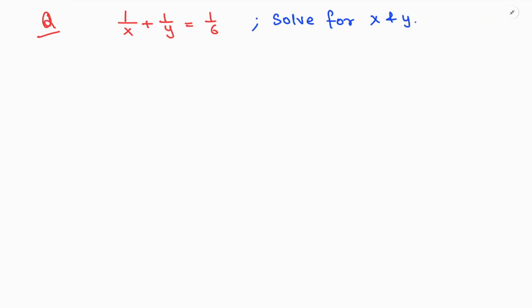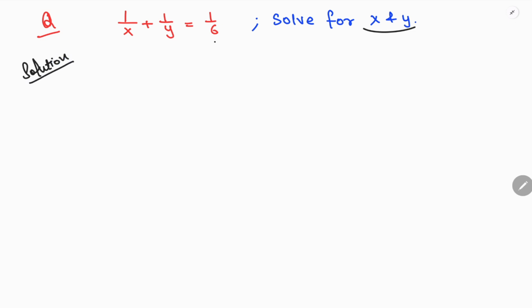I am Upasana Taneja, and in today's video we have a question. 1/x + 1/y = 1/6, right? We are given one equation and we need to find out the value of two variables x and y, right? So whenever we have such a case that we are given one equation to find two variables, what do we do then? Here we will proceed with the solution.